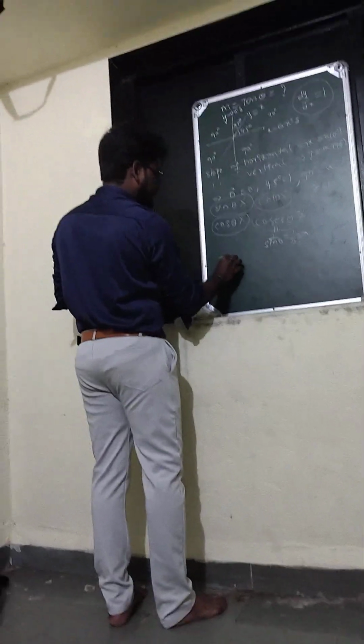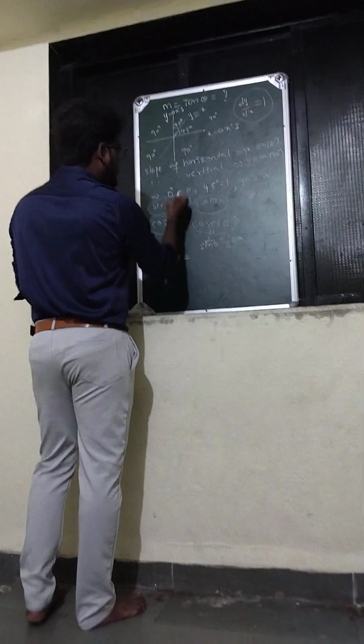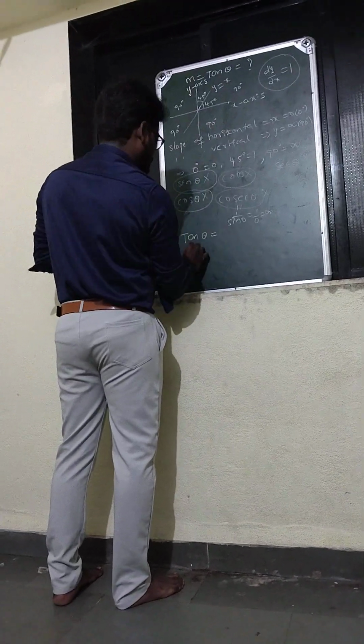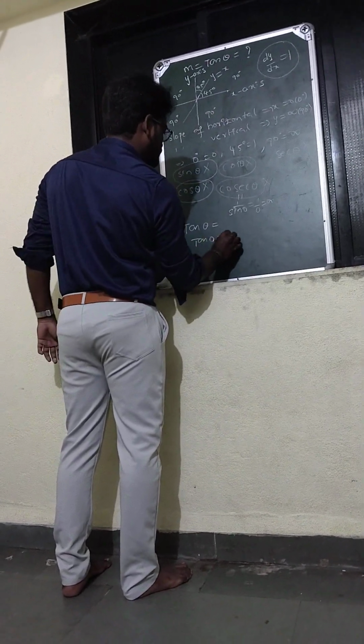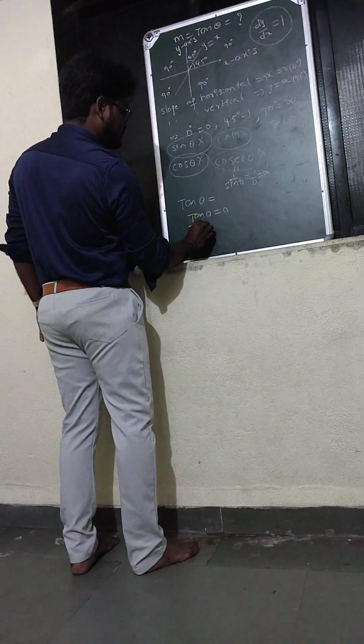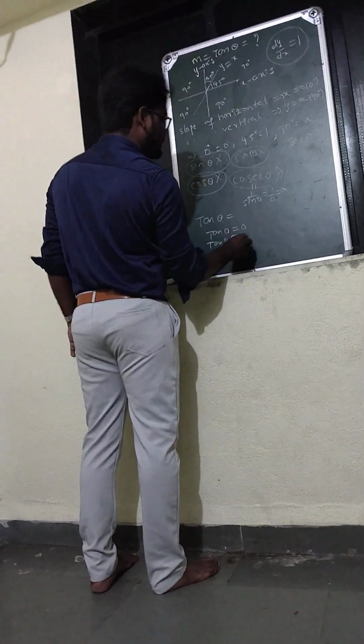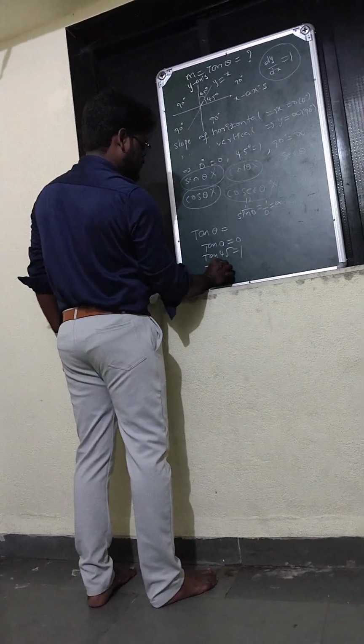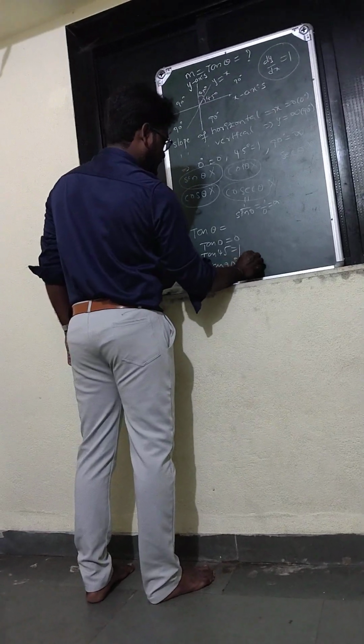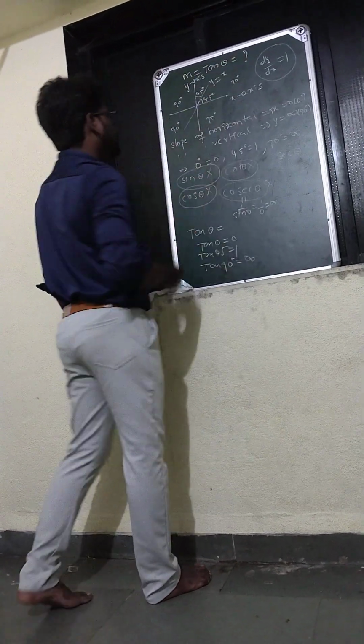Next, the sixth ratio, tan theta. Tan 0 value is 0, tan 45 is 1, tan 90 is infinity. So m equals tan theta.